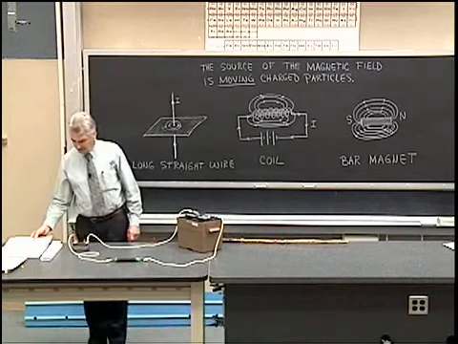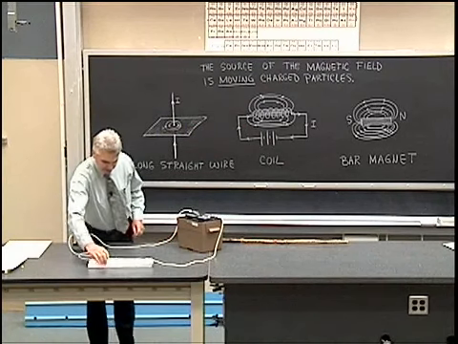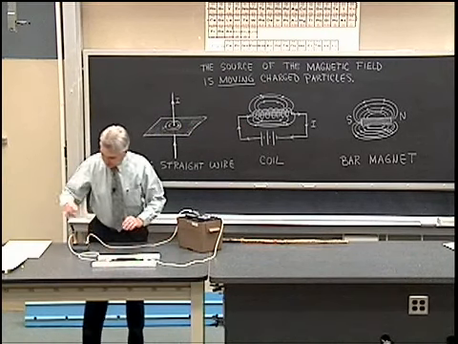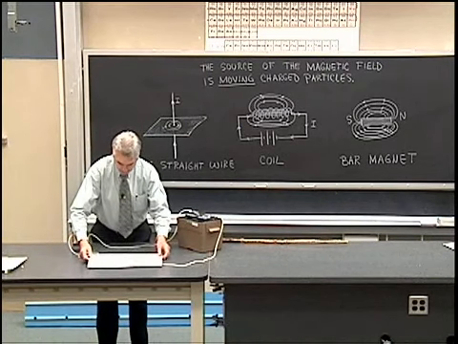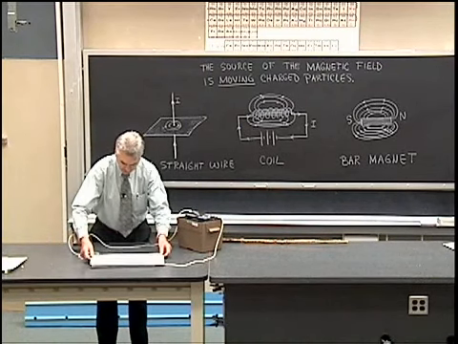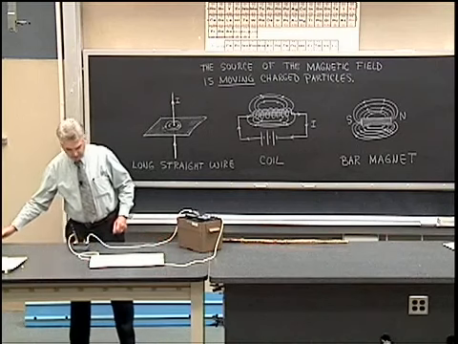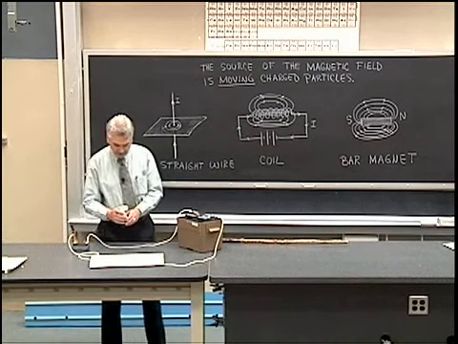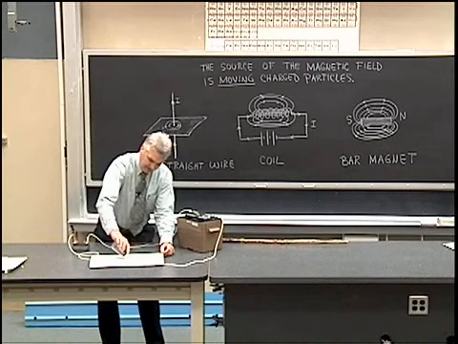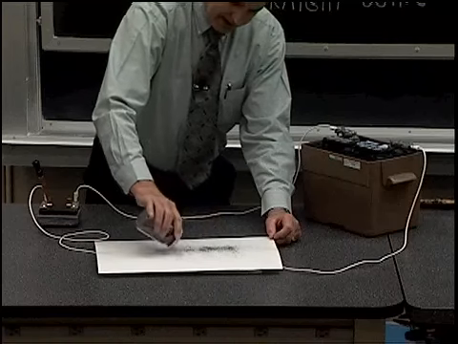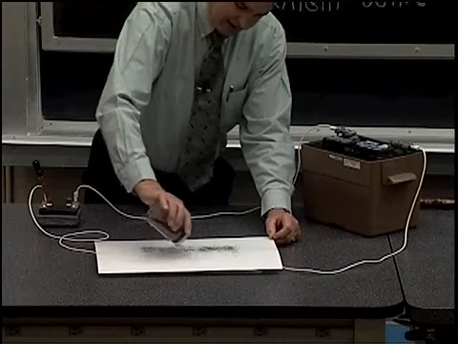To demonstrate that, I'm going to use these supports here to hold up a piece of cardboard and put a piece of cardboard over that coil. And then we're going to demonstrate this by sprinkling some iron filings on here. These iron filings will act like little magnets and line up in the direction of the magnetic field.